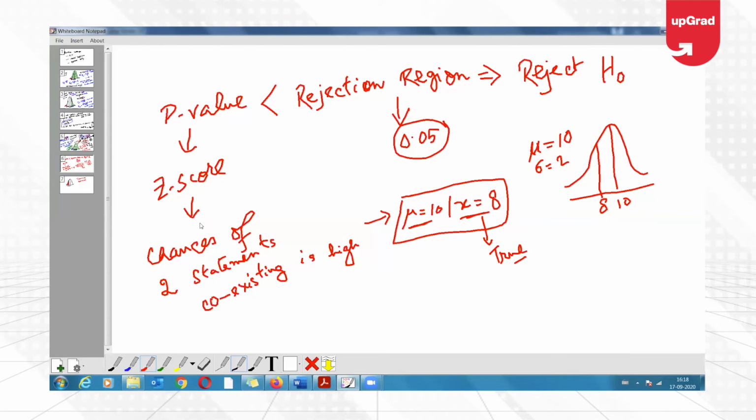So if the z-score is high, then this happens. If the z-score is low, then the probability of the two statements coexisting will be low.